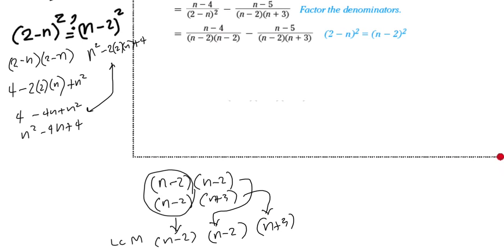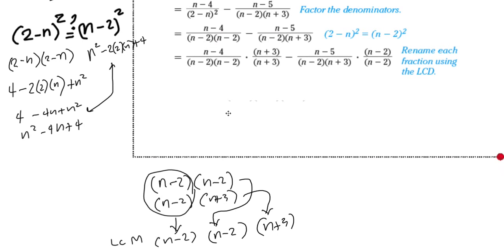Okay? So using that LCM, we rename each fraction using our LCM, or in this case now becomes our LCD because that's our least common denominator. Okay, and since our LCD is n minus 2 times n minus 2 times n plus 3, what did we multiply n minus 2 times n minus 2 by to get to our denominator? That would simply be n plus 3 all over n plus 3. And what did we multiply n minus 2 times n plus 3 by to get to our denominator? We multiply it by n minus 2 over n minus 2.